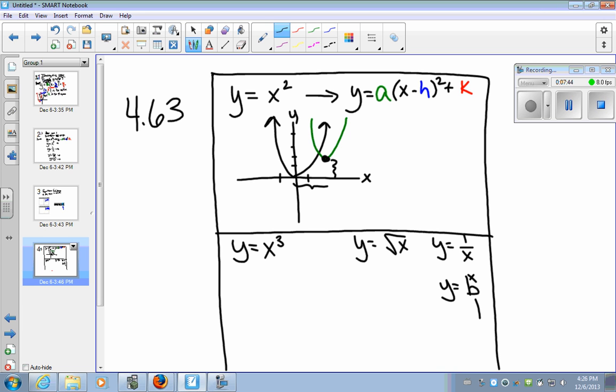And this b value is just any number. Pick a number. So if you want to pick 2, pick 2. If you want to pick 7, pick 7. If you want to pick a half, whatever. But anyway, that's what I'll be taking a look at to make sure your names are on it. And I'd like to see all 4 of those parent graphs represented. If you finish early today, you can go ahead and start working on the homework.